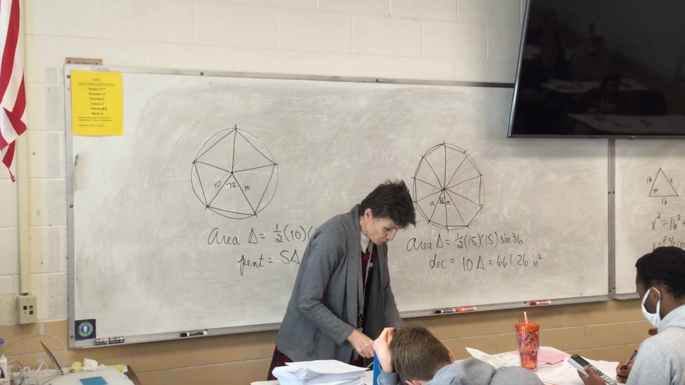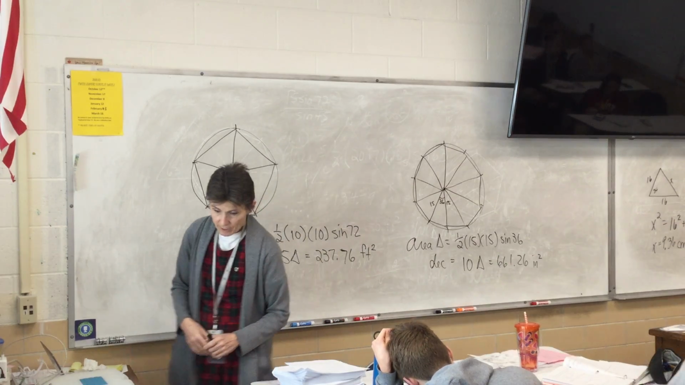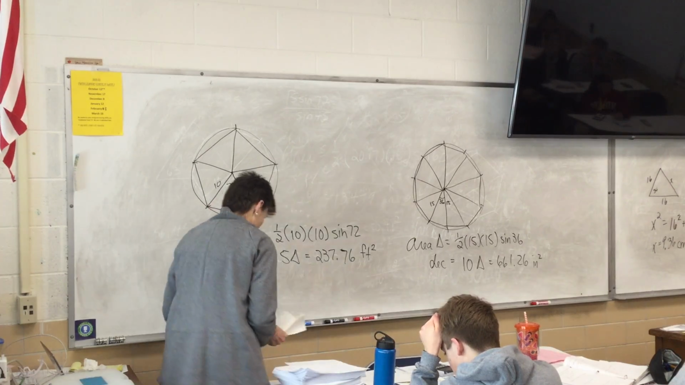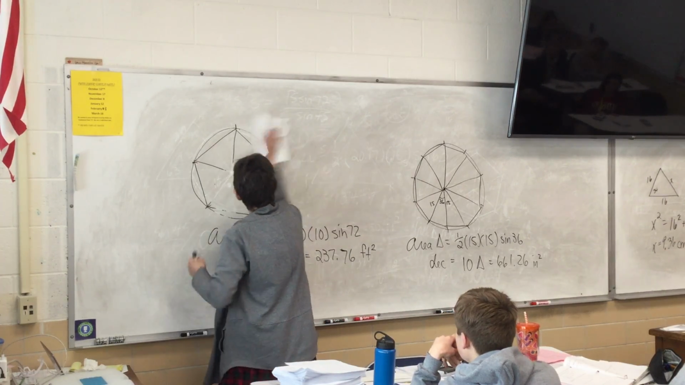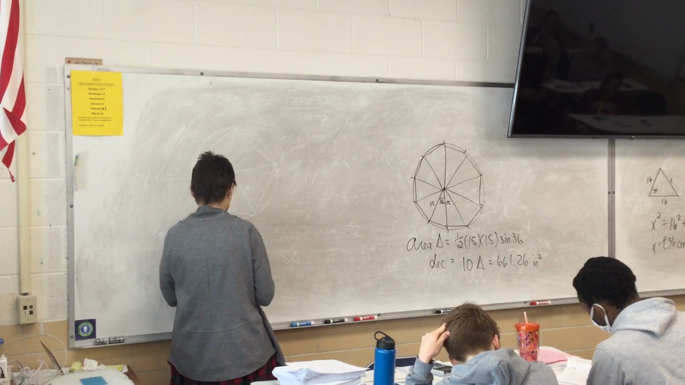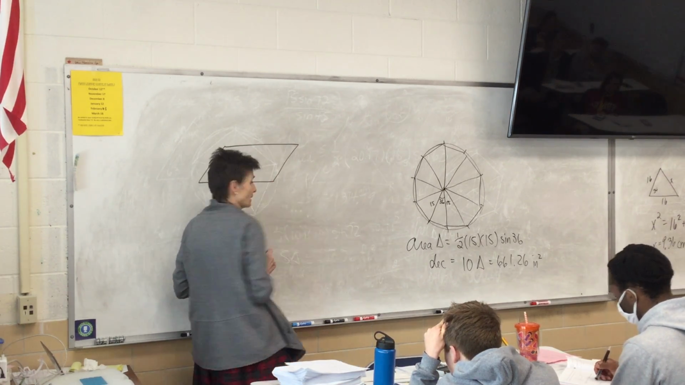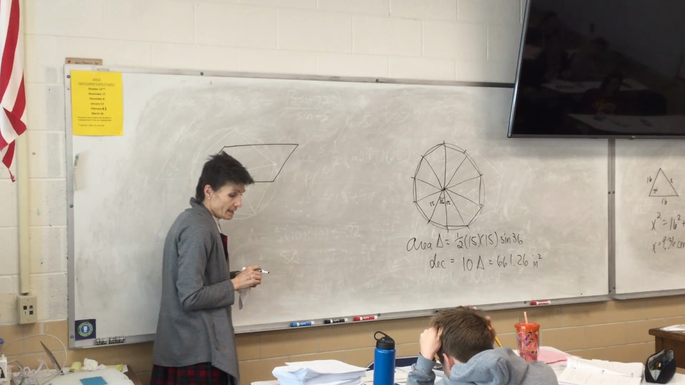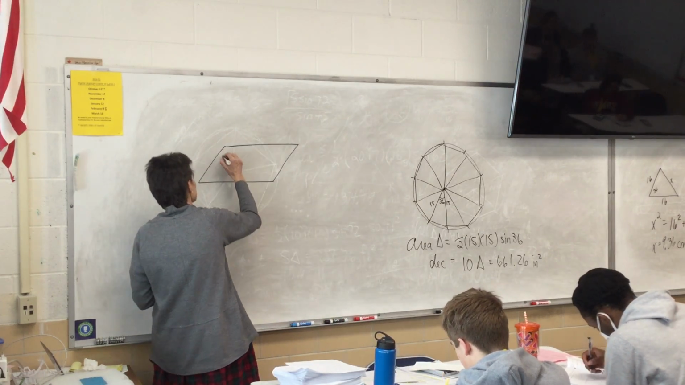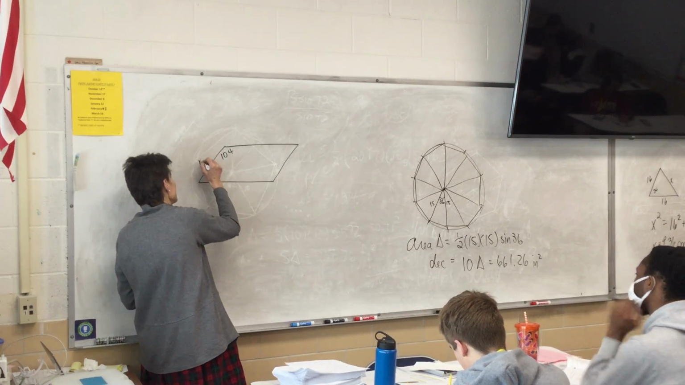Alright, now we gotta do number 2 and 3. So number 2 says, find the area of a parallelogram. So do you remember what a parallelogram looks like? A parallelogram is kind of a slanted rectangle like this. And what do we know about it? This angle is 104, and the sides are 10 and 16.